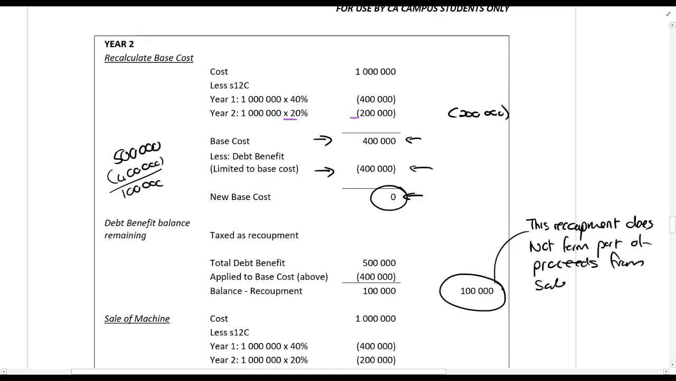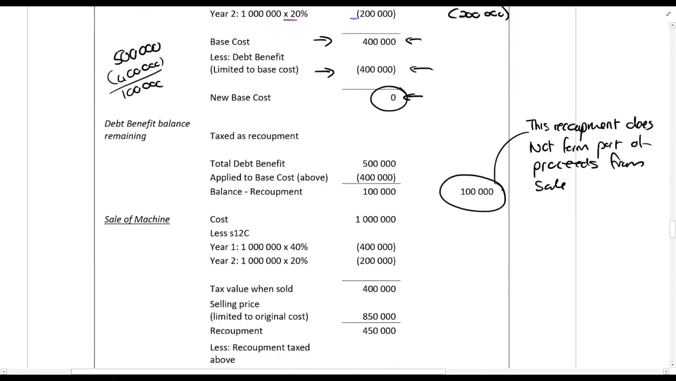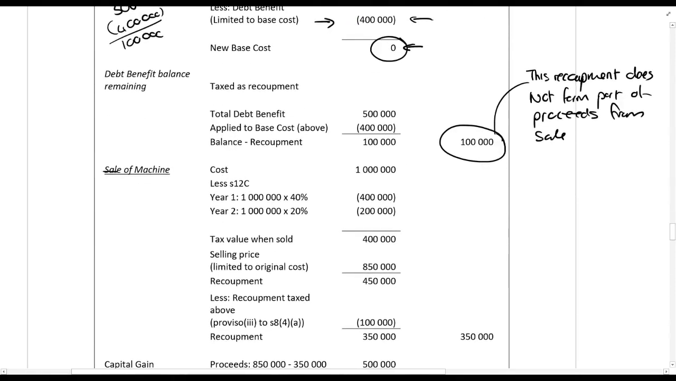So why are we getting this recoupment? Not because we sold the asset, but because we received a debt benefit. Now that becomes very important in a second, because now, in the next step, we calculate the recoupment. I want you to see, we calculate as normal, costs less allowances.